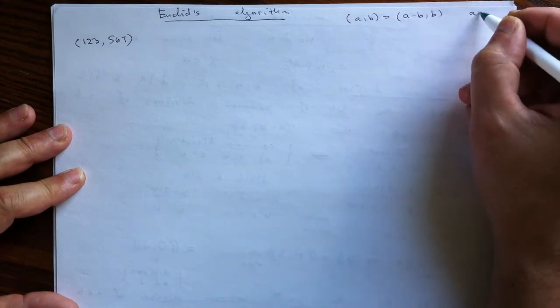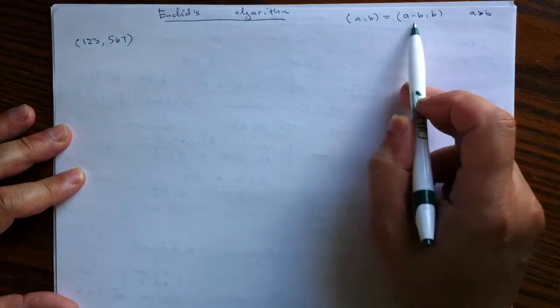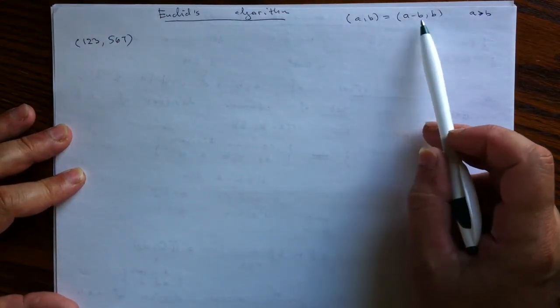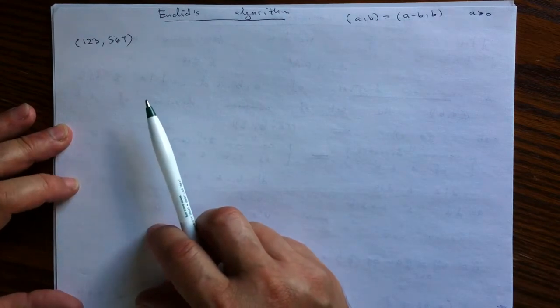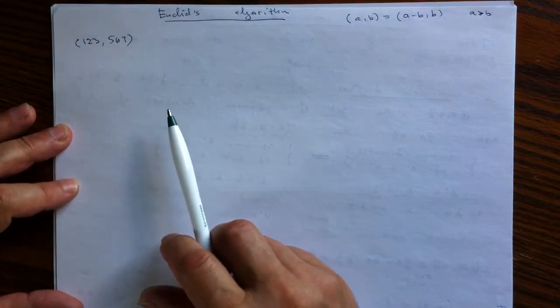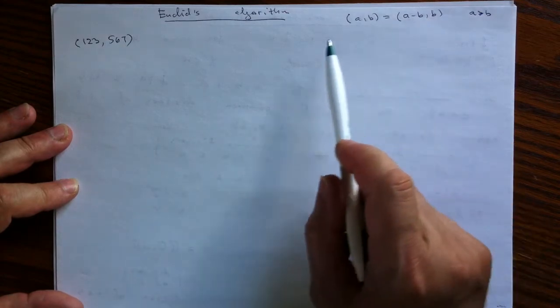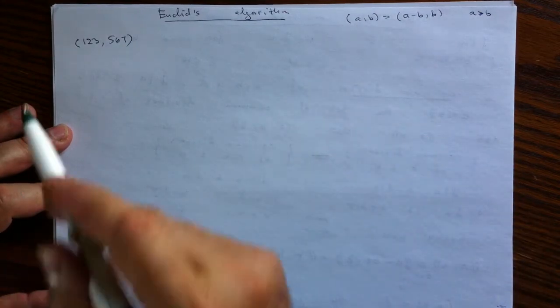And we can assume that A is not smaller than B, so that both numbers are natural numbers. But even if it's negative, if it's an integer, still it makes sense. The greatest common divisor will still be meaningful, still be the same for the pair in here and in here.